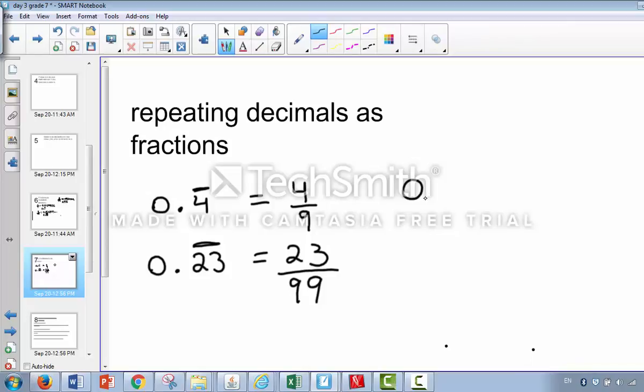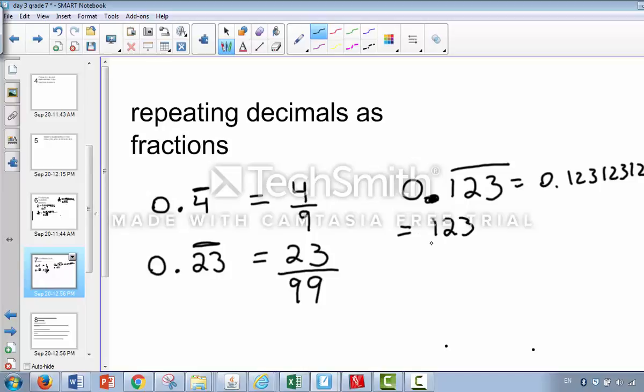What about, for some reason my pen doesn't want to work, 0.123 repeating. That means this is the number 0.123, 123, 123, forever! It keeps going. I have 3 digits repeating, so I'm going to put this over 3 nines. 1, 2, 3 divided by 999 is 123 repeating.